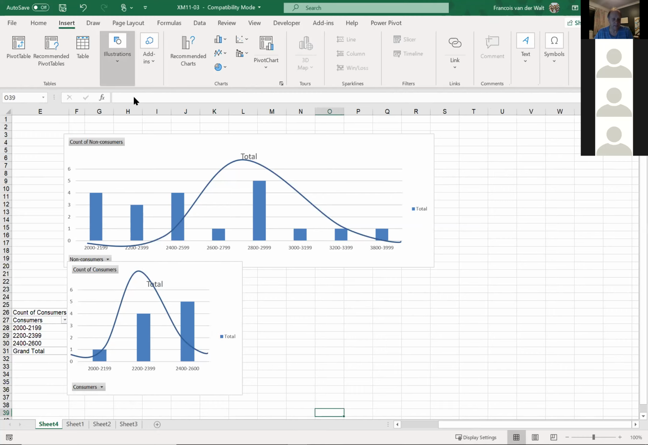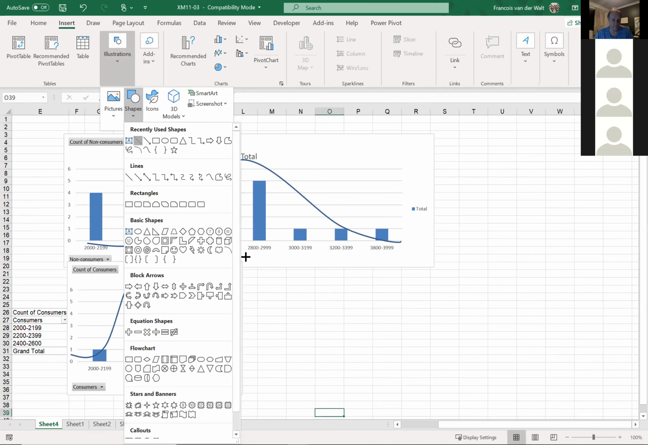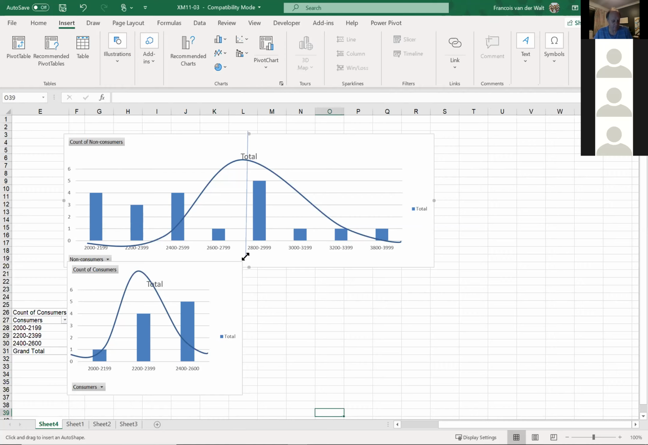Do these drawings help you guys, or is it just confusing you? Does it make sense? No, it's helping. Yeah.